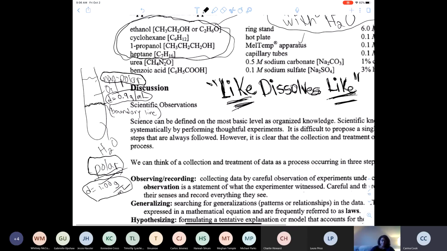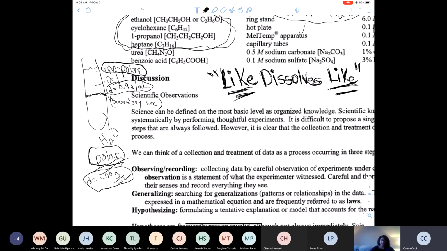And what you'll see is something like this picture here. You have oil in the top layer, water in the bottom layer, and you'll see the boundary line between those two liquids because they just will not mix with each other.